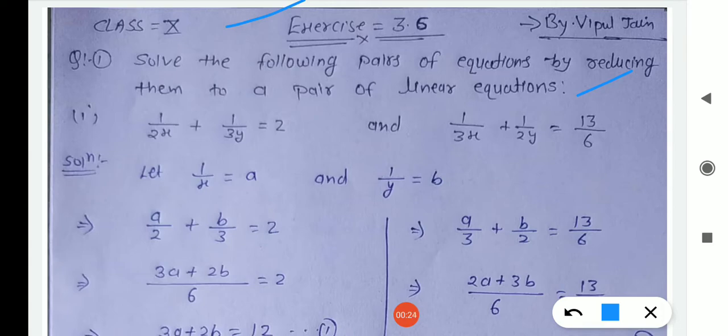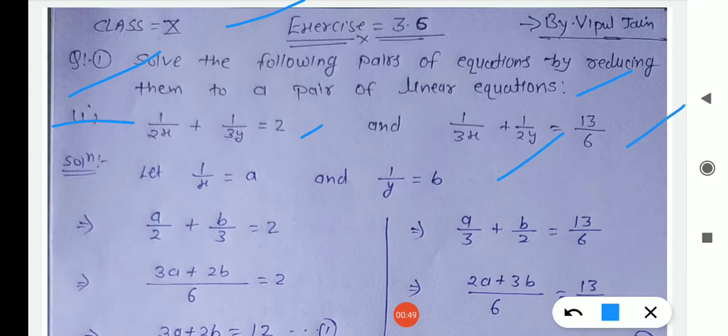So now I start exercise 3.6. Question first: solve the following pair of equations by reducing them to a pair of linear equations. It means first we solve into linear equations. Our question number first is 1 upon 2x plus 1 upon 3y equal 2, and 1 upon 3x plus 1 upon 2y equal 13 upon 6.